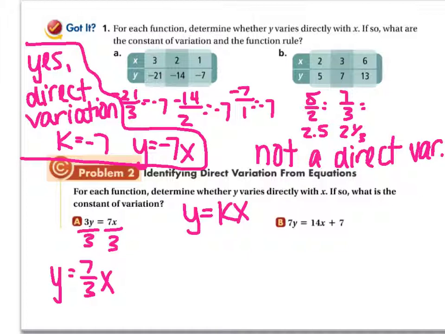So is that written in the same form of y equals kx? Yes, y equals a constant times x. So that's how we know, yes, this is a direct variation. And then our k value is just the coefficient on x. It's 7 over 3.